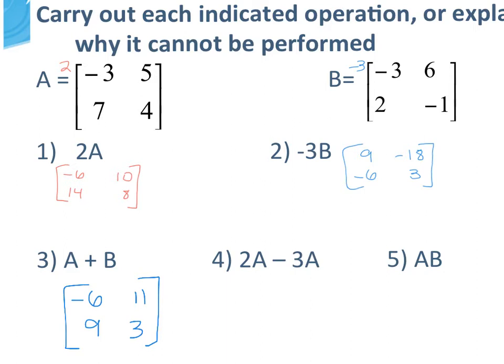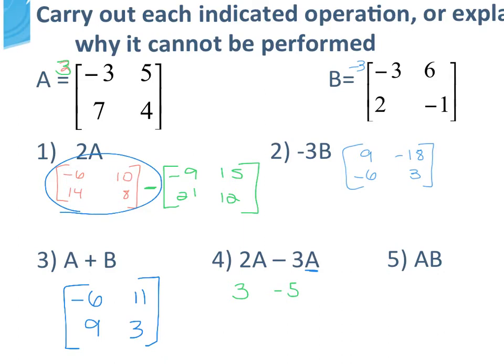Number 4, 2A minus 3A. So I already have 2A, and that is an A. You can add a matrix to itself, okay? So I would figure out what 3A is and then subtract it from what I got for 2A. So this would be negative 9, 15, 21, and 12. And then subtract: negative 6 minus negative 9 becomes a positive 3, 10 minus 15 is negative 5, 14 minus 21 is negative 7, and 8 minus 12 is negative 4. Good on that one.